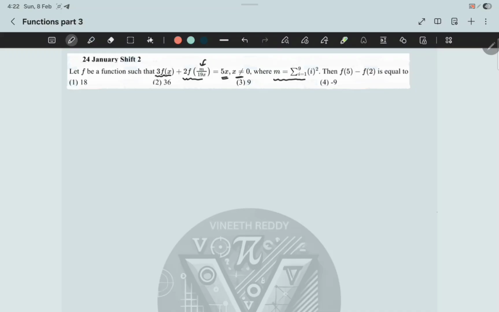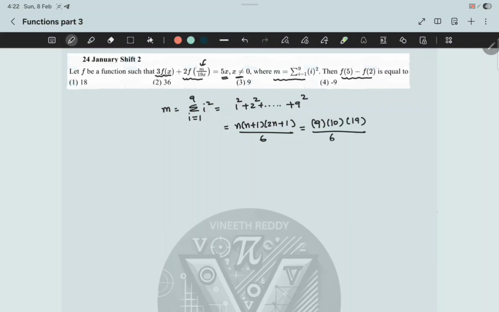ठीक है. तो पहले तो हम क्वेश्चन में प्रोसीड करने के लिए हमें m का वैल्यू चाहिए क्योंकि वो f of 5 माइनस f of 2 पूछ रहा है. तो what is m? m इज नथिंग बट summation i equals to 1 to 9 i square. अच्छा, तो ये क्या हो गया 1 square plus 2 square and so on till 9 square. So we know that sigma n square is n into n plus 1 into 2n plus 1 divided by 6. So here the number of terms are 9, so we get 9 into 10 into 2 into 9 is 18, 18 plus 1 is 19 divided by 6.